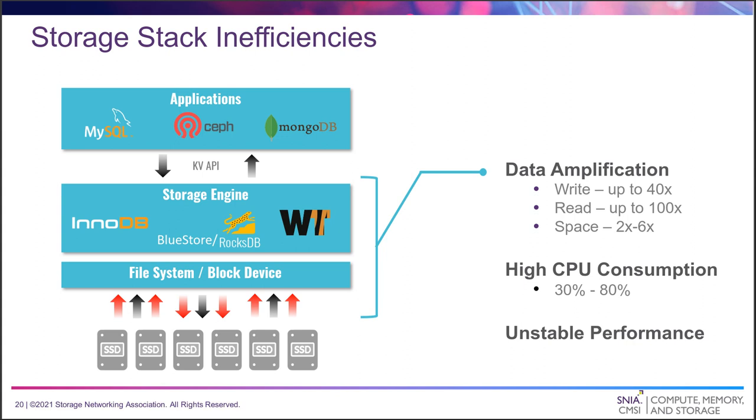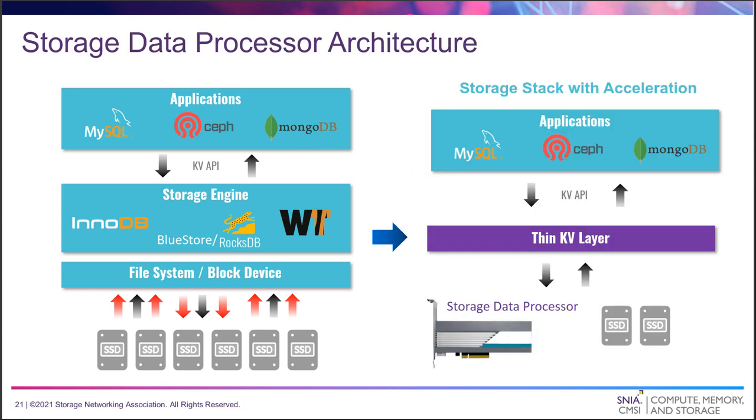These storage engines have a very high CPU cost for sorting and resorting the data and garbage collection, between 30% in software-defined storage solutions to 80% or more in more complicated databases. So how can we start solving all these issues? Let's add a storage data processor and talk API. So on the left-hand side here, I mentioned key value API. It's not exactly key value, but the application talks to a storage engine in a similar API. It doesn't have to be key value, but if we introduce a thin software layer that replaces the storage engine and translates APIs from these different applications, manages the storage data processor and the SSDs, it's going to solve many of the problems that the storage engine introduces.